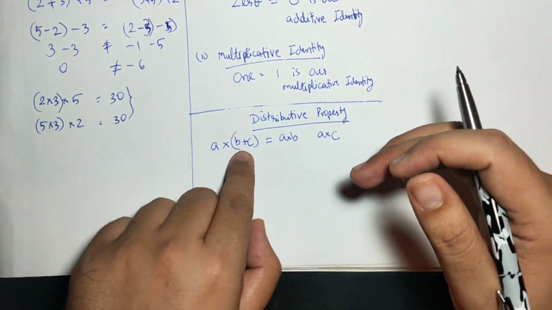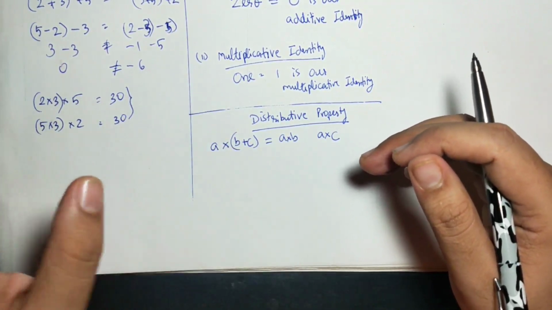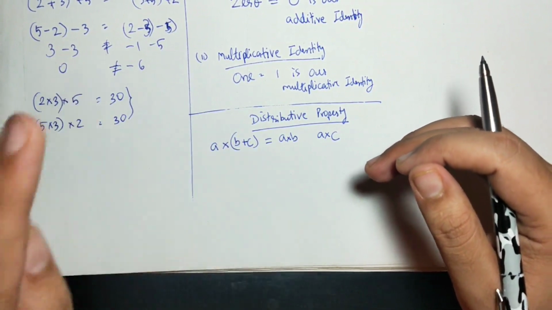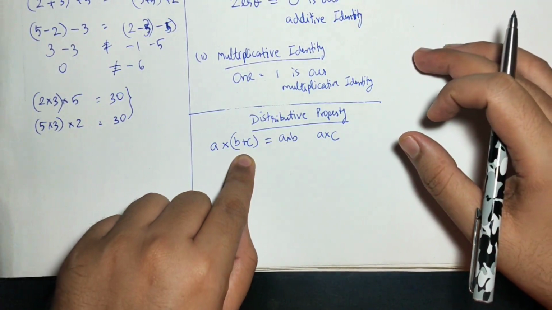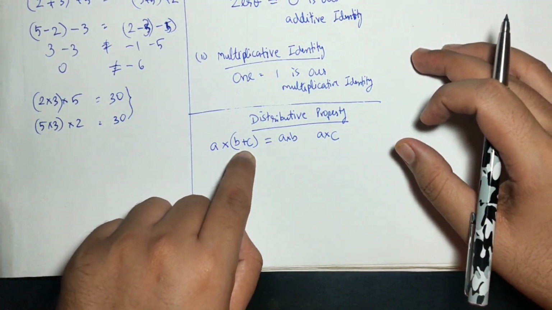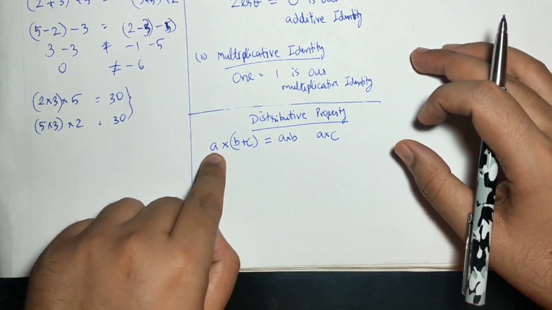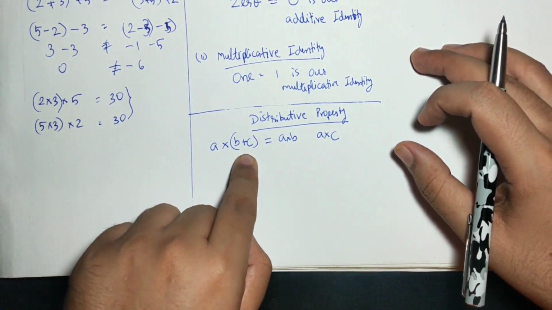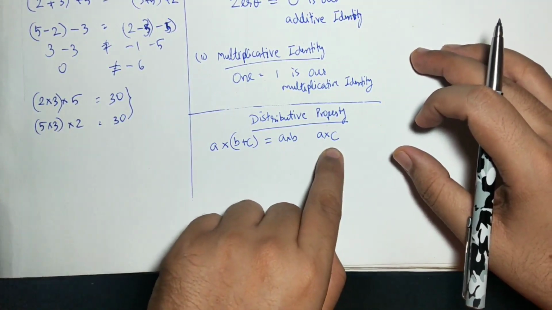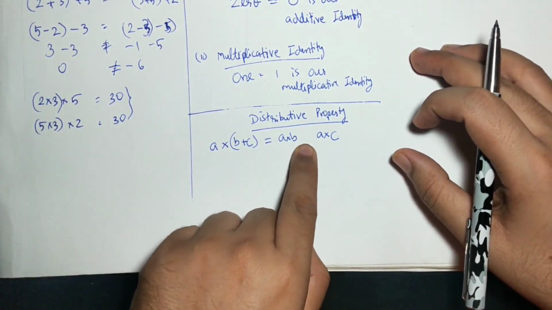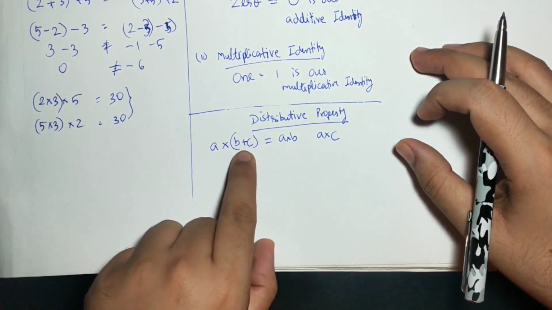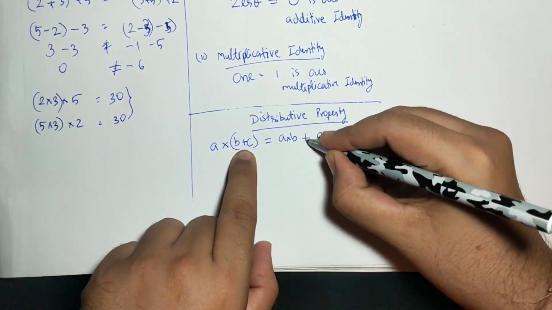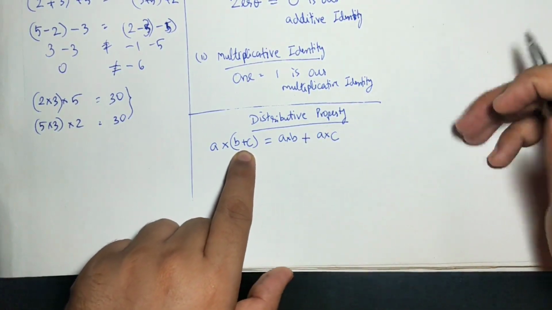If there are 3 numbers in the bracket, it will get multiplied to 3 of them. If there are 5 numbers in the bracket, it will get multiplied with 5. So whatever number of elements are in the bracket, the number outside the bracket will get multiplied with each of them. Now A into B and A into C, I have kept a gap in between. What will come in between? The sign of the bracket. Here B and C were getting added, so they both will also get added.